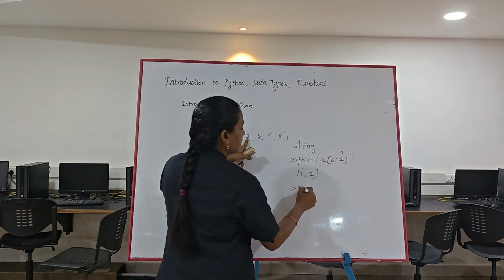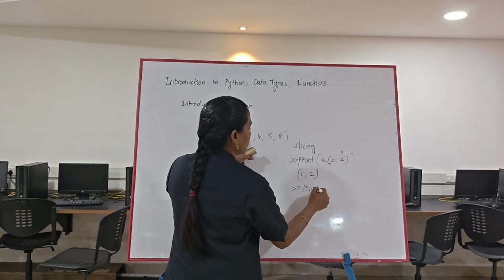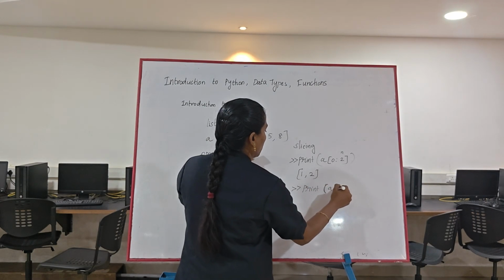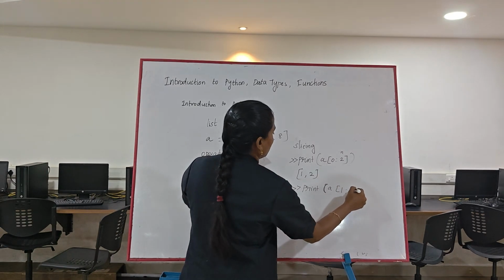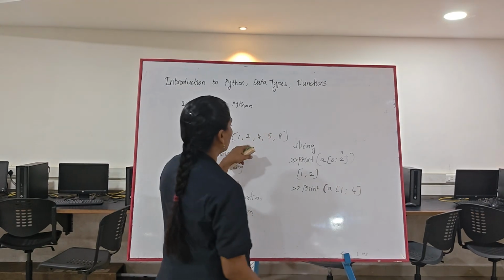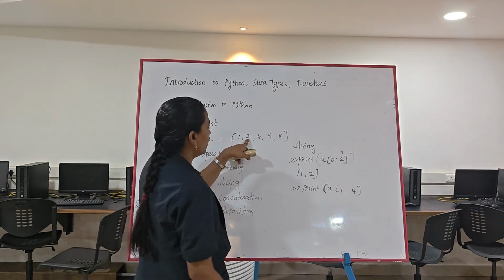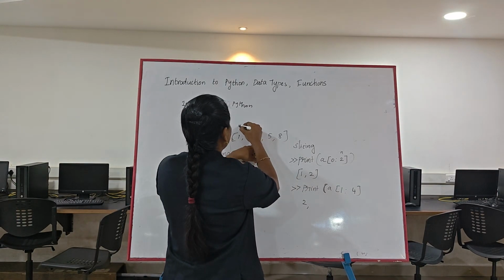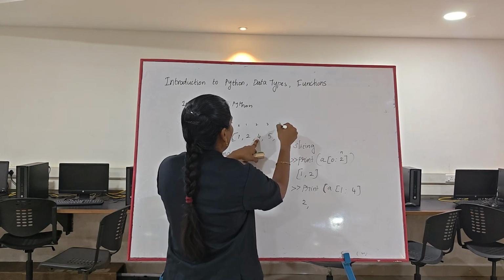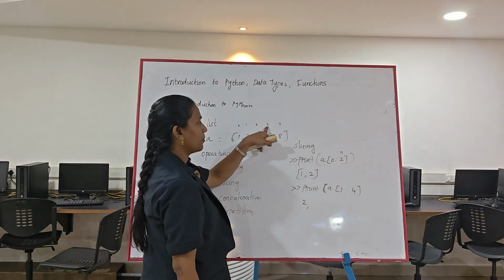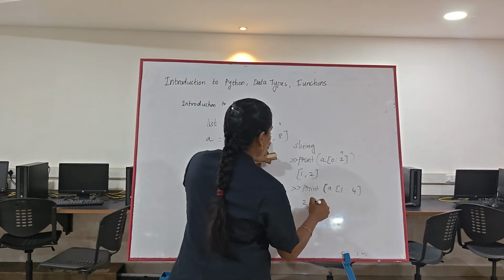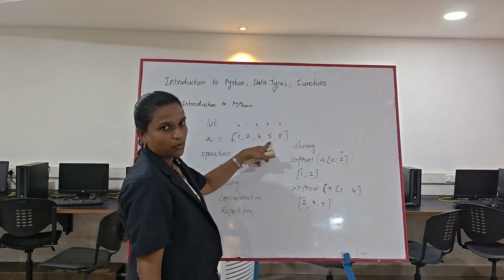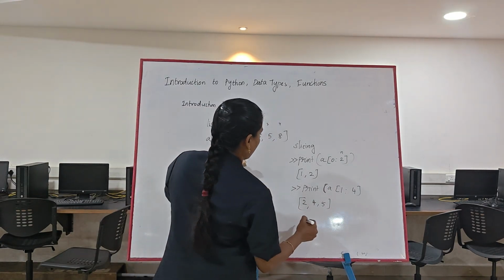Next we will give another example, print of A of 1 is to 4. 1 is to 4 means this is the 1, so our output is 2. Here the indexes are 0, 1, 2, 3, 4, so it has to stop up to 3. So our output is 2, 4, 5. This is the output.